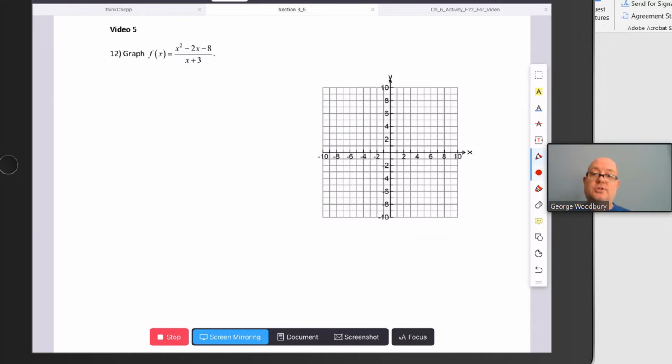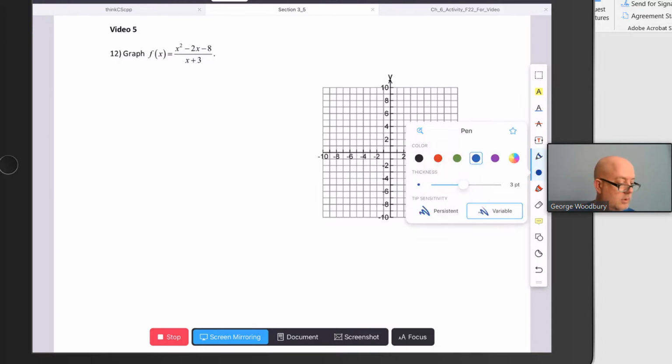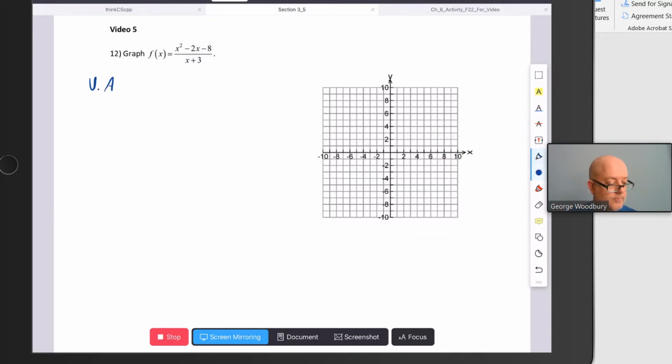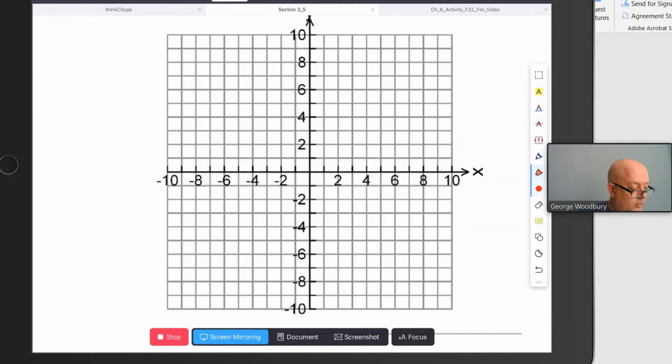a rational function that has a slant asymptote. Notice that the degree in the numerator, 2, is greater than the degree in the denominator, 1. We still will follow the pattern we've been using so far, starting with the vertical asymptote. And that's where x plus 3 equals 0, or x is negative 3. So let's zoom in on that first.